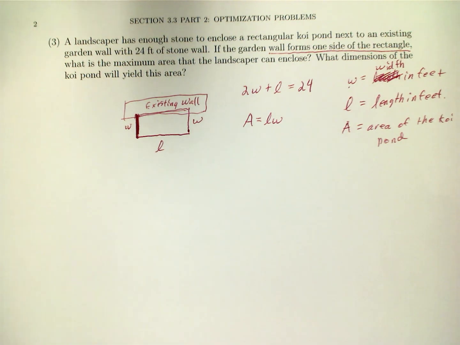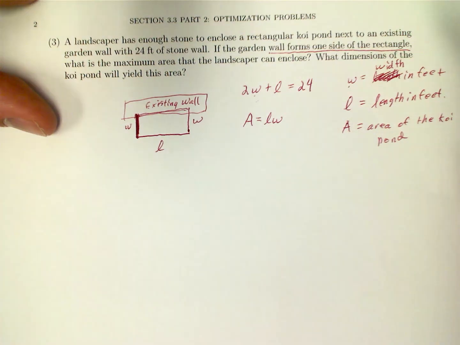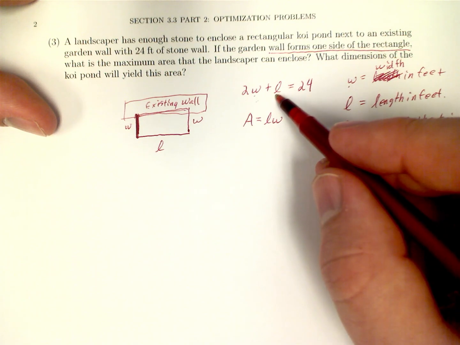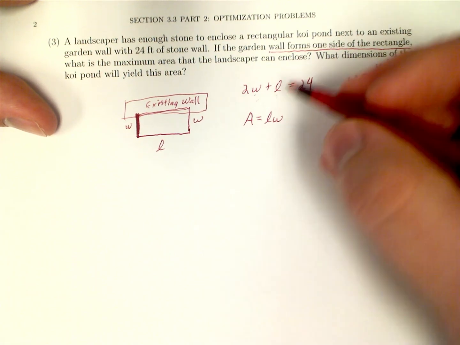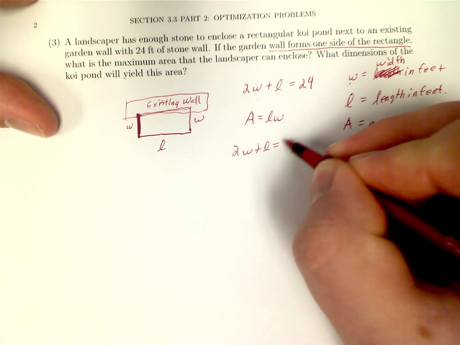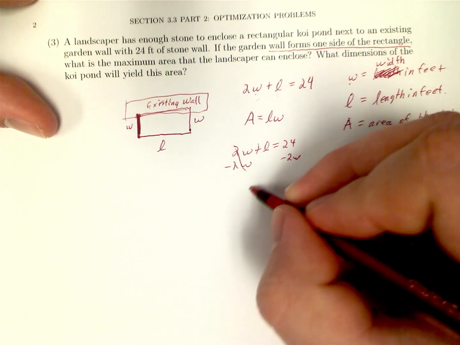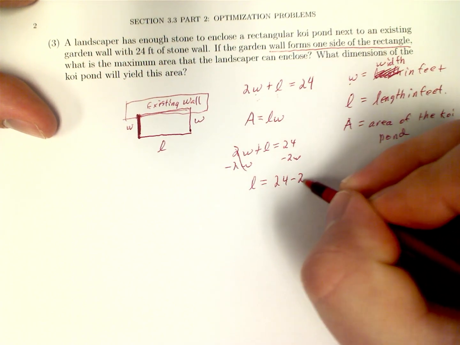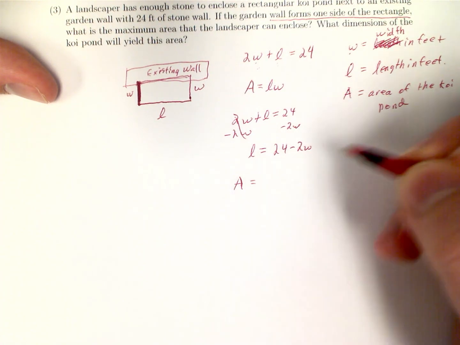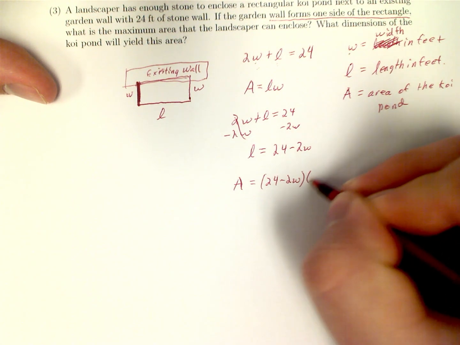So we have all these defined, and we have a constraint. And we're going to do something we did last time. We're going to solve for one of the variables, L. So subtract 2W from both sides. If we have 2W plus L equals 24, subtract 2W, and we have L equals 24 minus 2W. This means that our area function is given by 24 minus 2W times W.